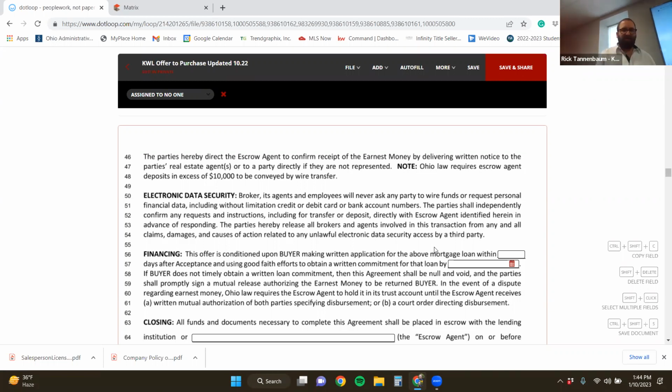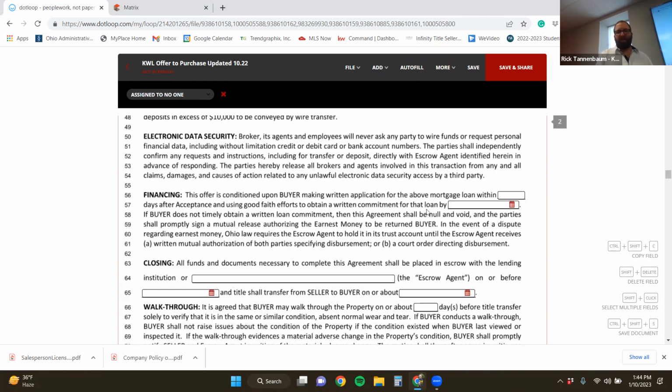Okay, so then the next line, 56, we're going to get into financing. So they have how many days to make loan application? I usually write in 5 days on this line. Some agents write 3 days, some write 5. I've seen some offers come in with 10 days. I wouldn't want them to have more than 10 days, probably. But 5 seems to be a good number to get a formal loan application.